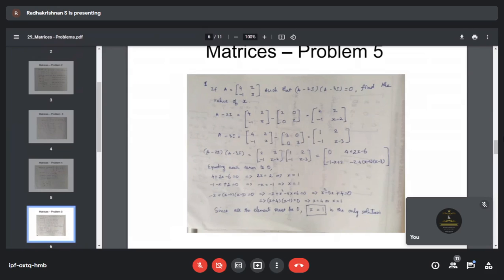Right, Santana Mariraj, you got x equal to 1 or 4. But like I said, since multiple constraints are there, all of them have to be 0, so the only solution is x equal to 1. Tilaka Devi, you got x equal to 2. How did you get 2? Right, so you'll have to basically multiply and equate each term to 0.